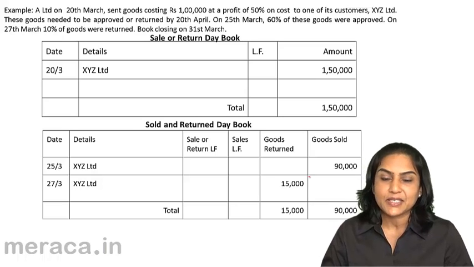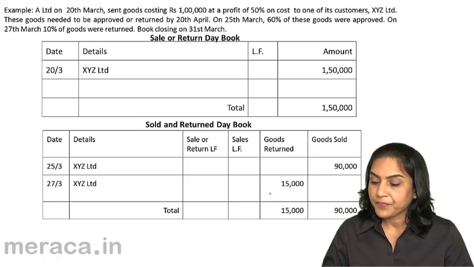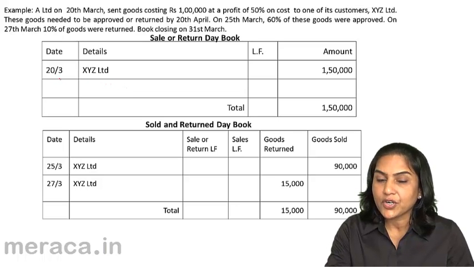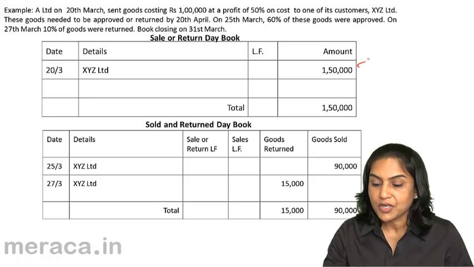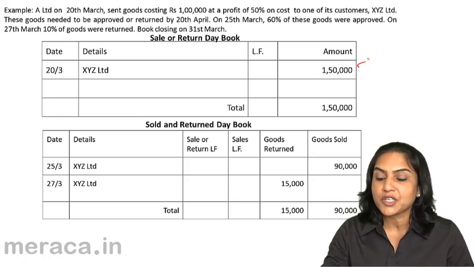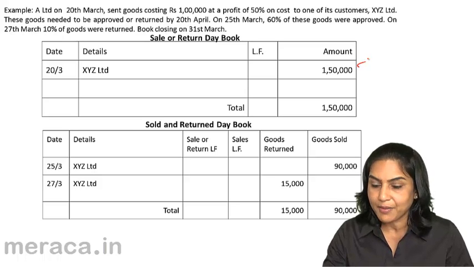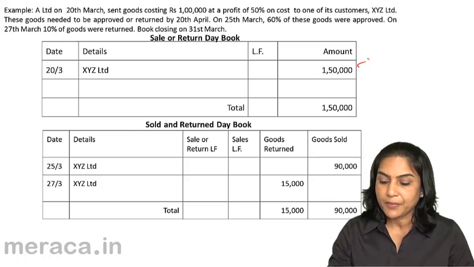It's the same example. So quickly, sale or return day book, XYZ goods sent on approval on 20th March have been recorded as 1,50,000. This is the day book. Whenever goods are sent on approval, we first record it in this day book. It may be called the day book, it may be called the sale or return journal.